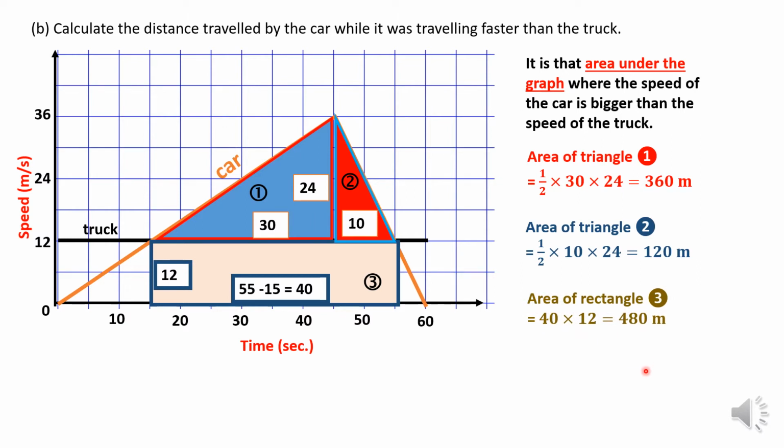Since we are looking for the distance, and we know that in the speed-time graph the distance is the area under the graph, the only thing you need to do is add up the areas, because you're supposed to calculate the distance traveled by the car while it was traveling faster than the truck. So it's going to be that 360 plus this 120 plus that 480, which gives you 960 meters.